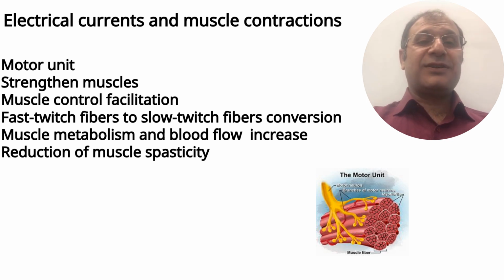Electrical stimulation is used to strengthen muscles, facilitate muscle control, and maintain joint range of motion. Electrical stimulation can increase muscle strength, but it is less effective than voluntary exercise. Long-term electrical stimulation can change the properties of muscle fibers, such as converting fast-twitch fibers to slow-twitch fibers, increasing muscle metabolism and blood flow, which can aid in recovery and reduce muscle fatigue.